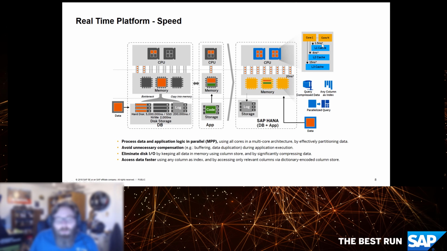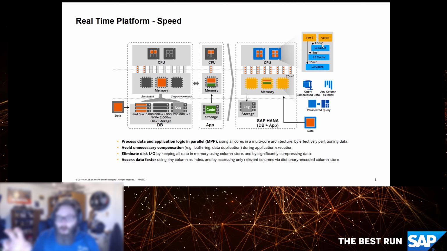And we have worked with our hardware partners, with Intel and IBM, to really take these compression algorithms and aggregation algorithms and the other kinds of unique HANA processing, and optimize it to take full advantage of the different levels of cache in the CPU as well. So it's not just about main memory.